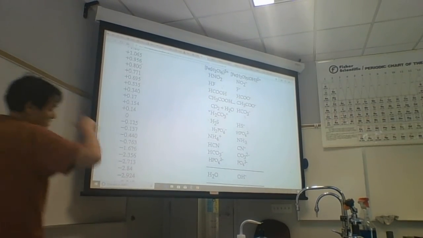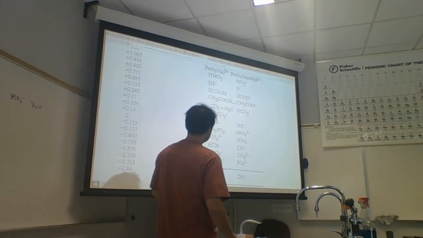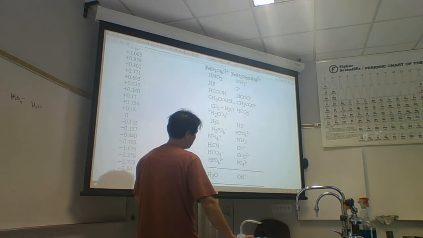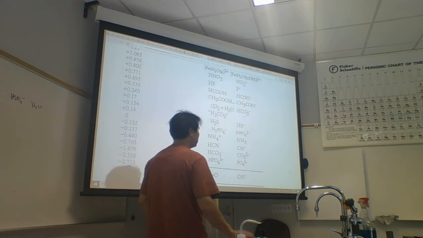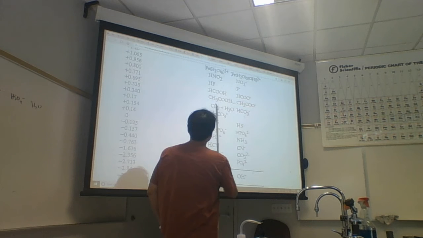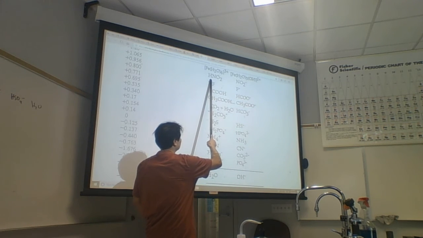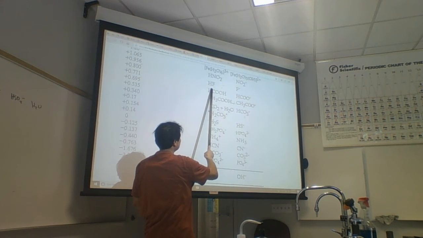Sometimes people don't read the chart until the day of the exam. This chart's going to be given on the test. And then they get confused when they see it. Throws them way off. What's this? Nitrous. Hydrofluoric.